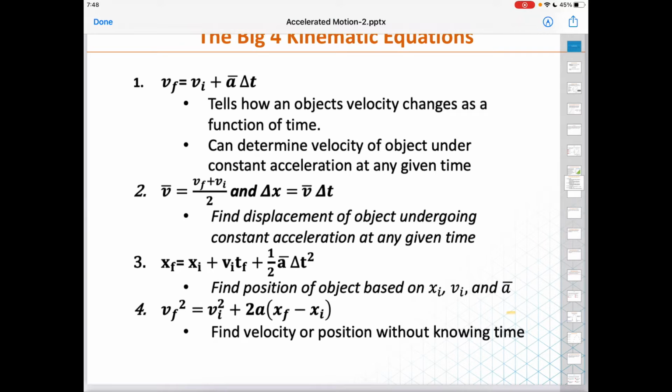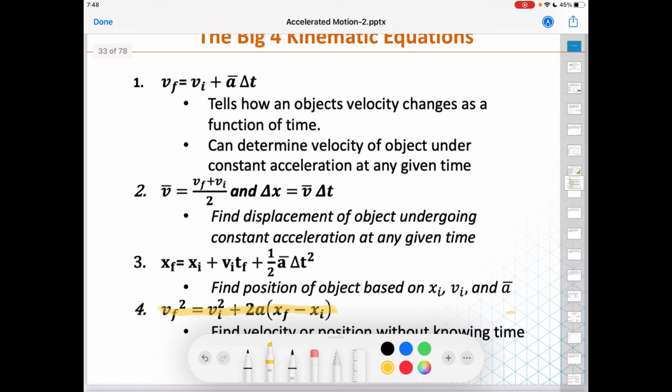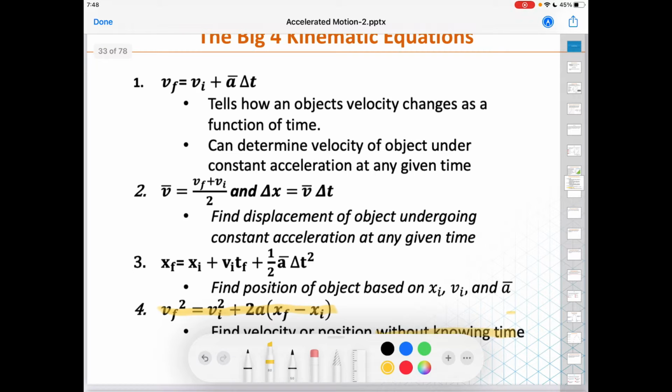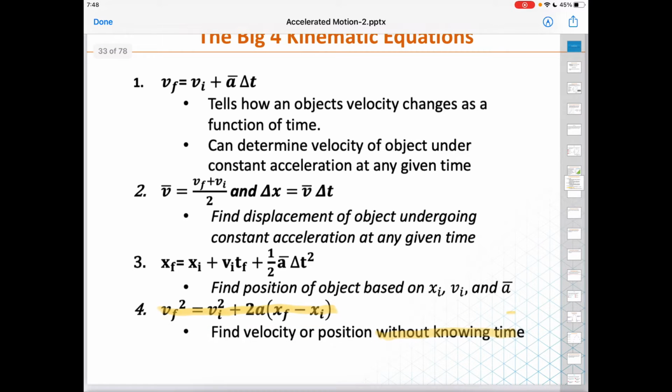The last equation to talk about is the fourth one, which tells us the final velocity squared is equal to the initial velocity squared plus 2 times the acceleration times the final position minus the initial position. This allows us to find velocity, position, or acceleration without knowing the time. Notice how all of the other equations use time in some way. This means on all the problems you'll be solving today, you will never be given the time.